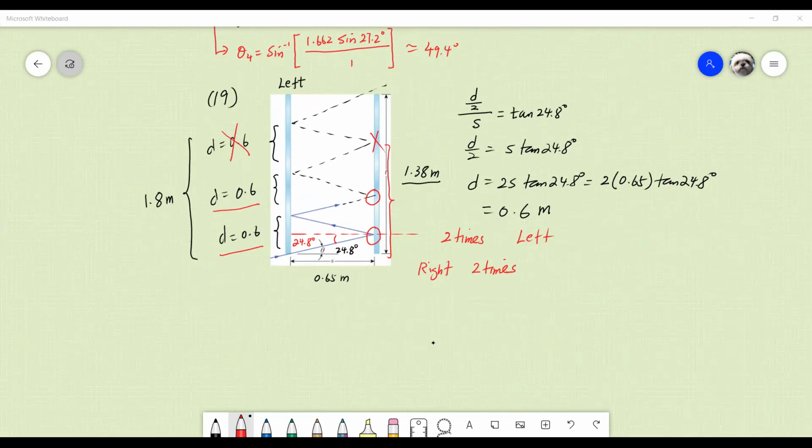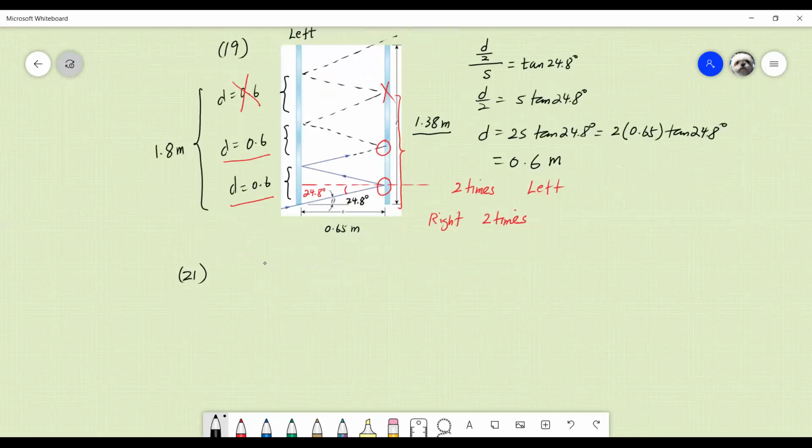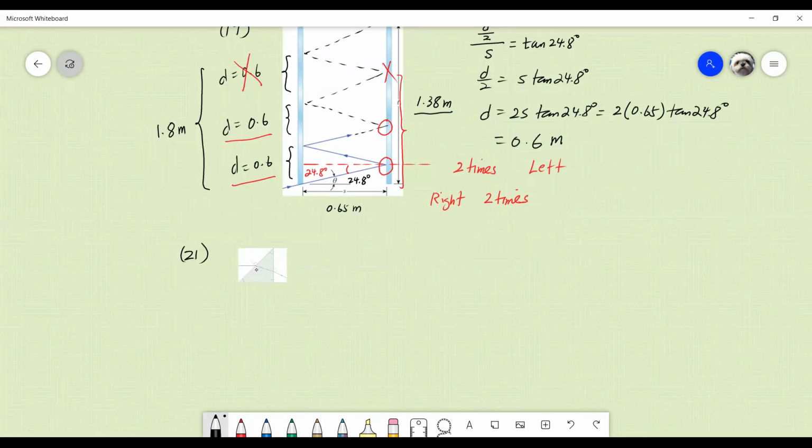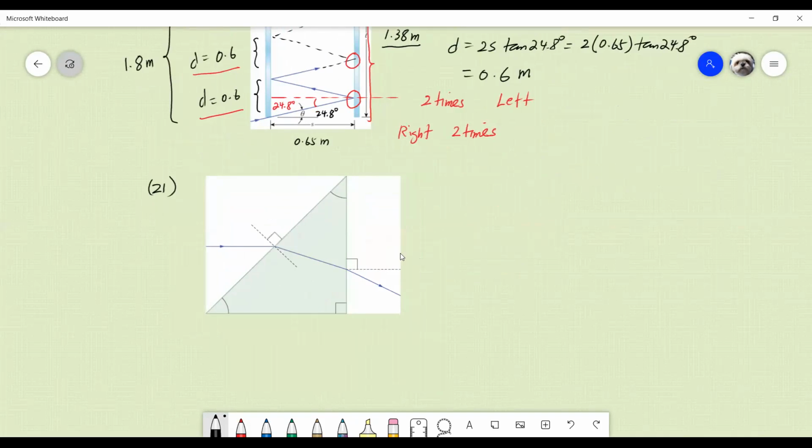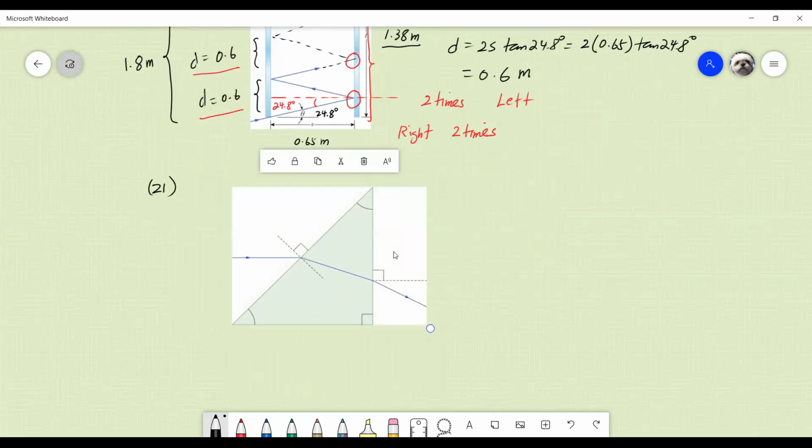Now, let me see what else I'm gonna do. I'm gonna do one more, number 21. Keep it in mind, your number will be different than my number, so yours may not be 0.65. Now 21 looks like this. We have a 45, 45, 90 triangle, so each of these angles is 45 degrees.